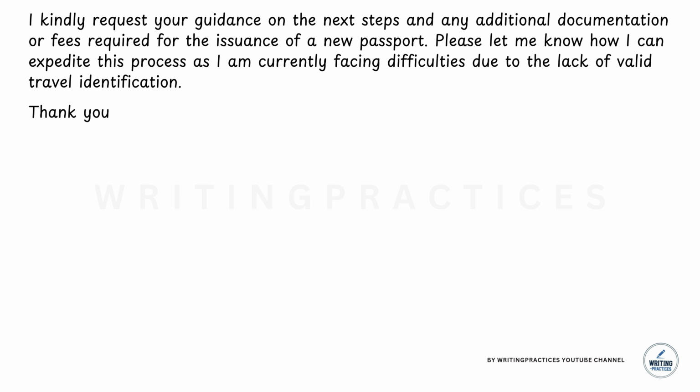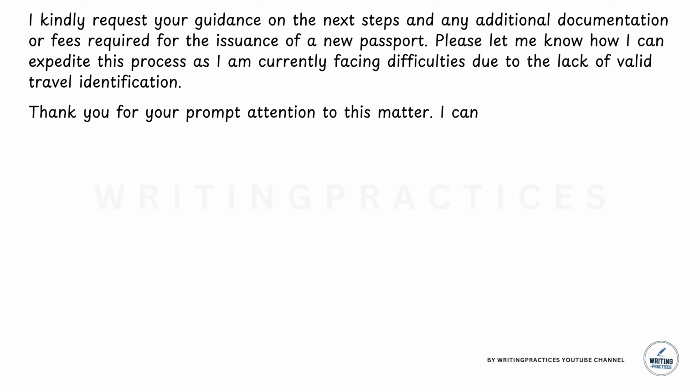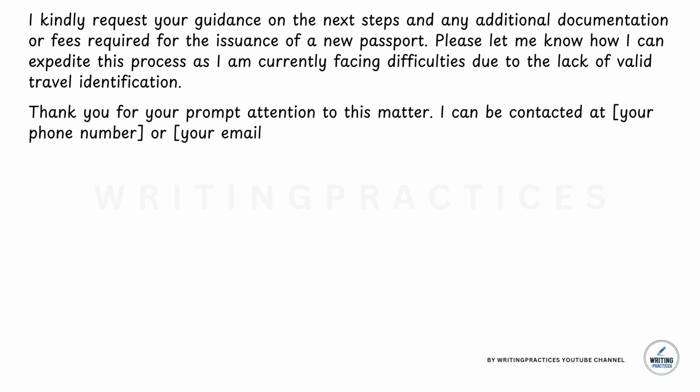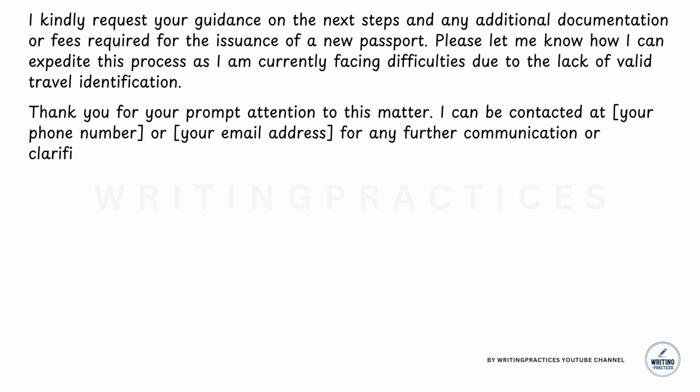Offer for further communication. Provide your contact information again, ensuring the embassy can easily reach you for further clarification. For example, I can be contacted at 555-123-4567 or johndoe@email.com for any further communication or clarification. This reassurance shows your willingness to cooperate and simplifies the embassy's ability to get in touch with you.